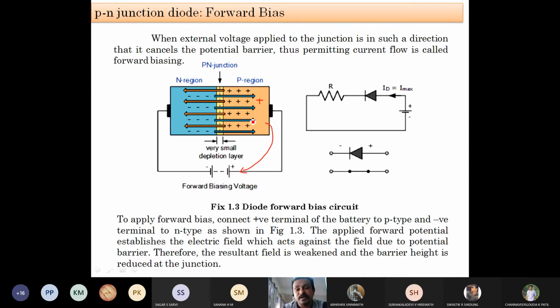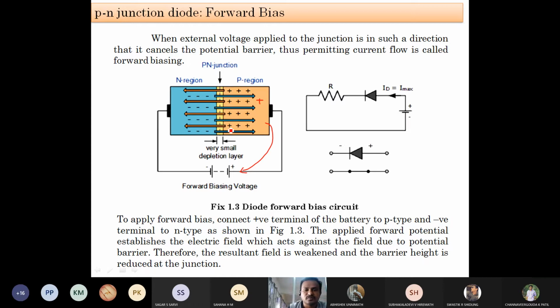So what is the path? What is the destination for the holes which are there in the P region? The destination for P region holes, obviously, is the negative terminal of the battery. They want to reach the negative terminal of the battery. So how are they going to reach? Obviously, they have to cross this barrier.